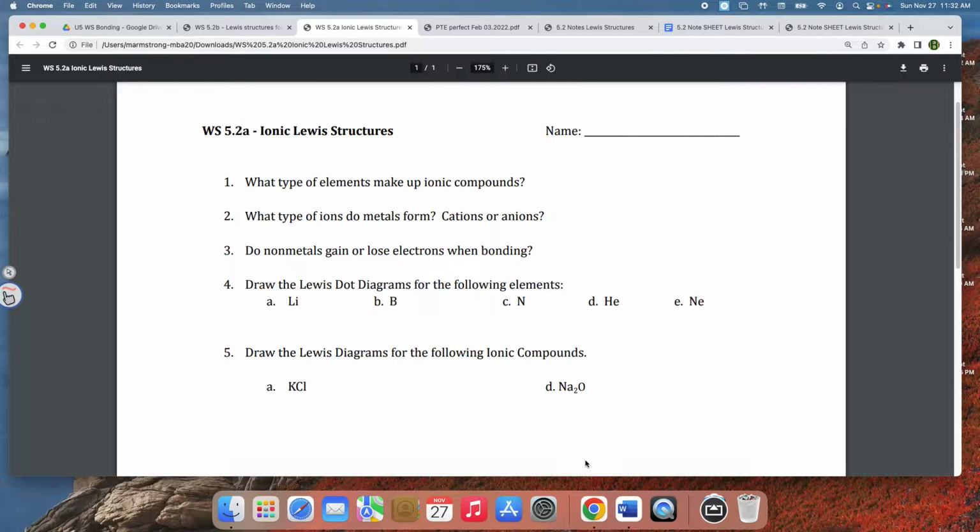2A, ionic Lewis structures. What type of elements make up ionic compounds? That would be metals and nonmetals.